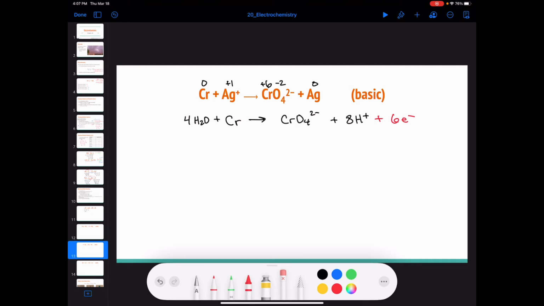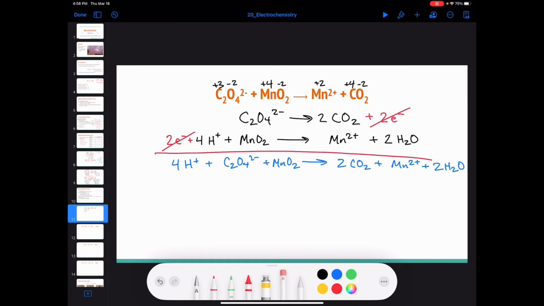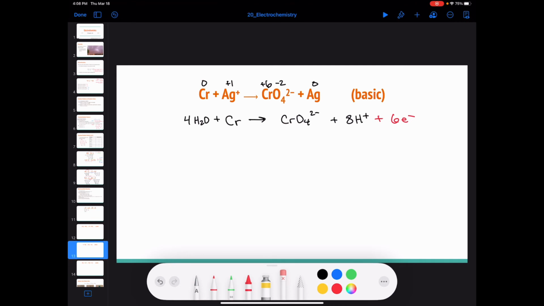Okay. Now, before I do that, technically I've skipped a step, right? I forgot about this one. It is in basic solution, so I actually do need to cancel that out. Okay. So let's go back. Here we are.